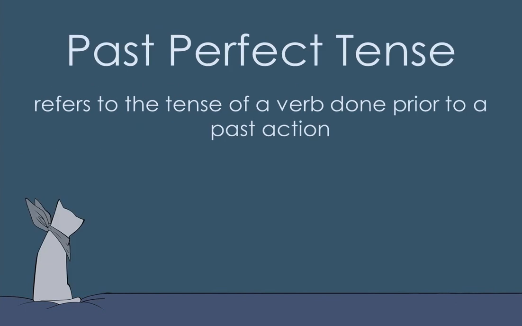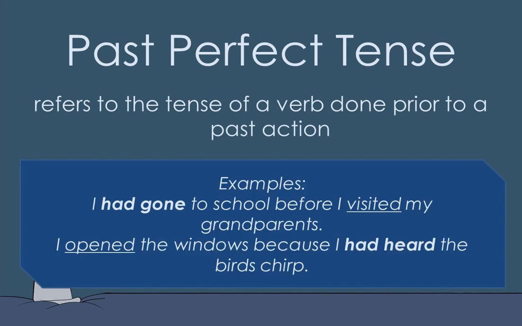Meanwhile, past perfect tense refers to the tense of a verb done prior to a past action. For example, I had gone to school before I visited my grandparents. In this sentence, we can see two completed verbs, had gone and visited. However, the sentence suggested that the verb had gone happened first before the verb visited. Therefore, the verb in past perfect tense is the verb had gone.